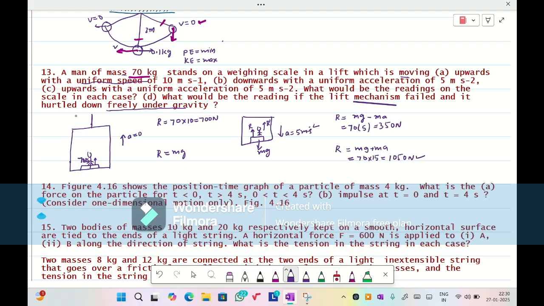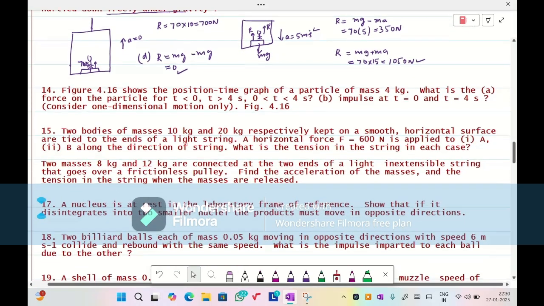It is going under free fall, right? Freely falling under gravity means a equals g, and it is moving down. Therefore, mg minus mg, this is the D option. Free fall means that equals 0, not mg. It is moving down freely under gravity, which means the acceleration of the lift is g.